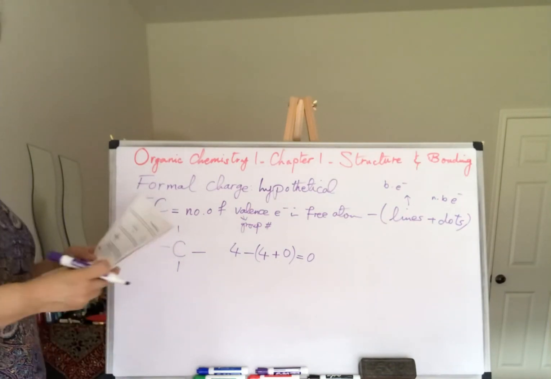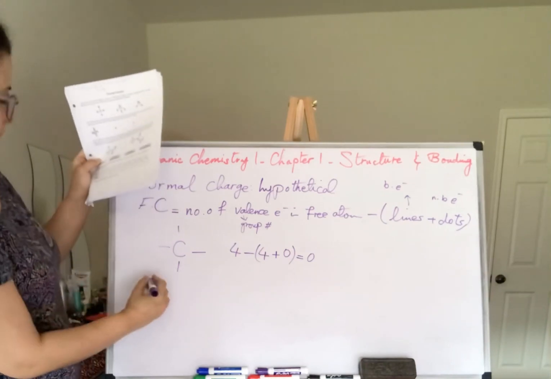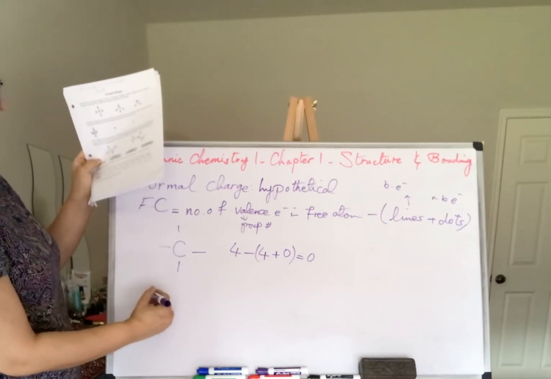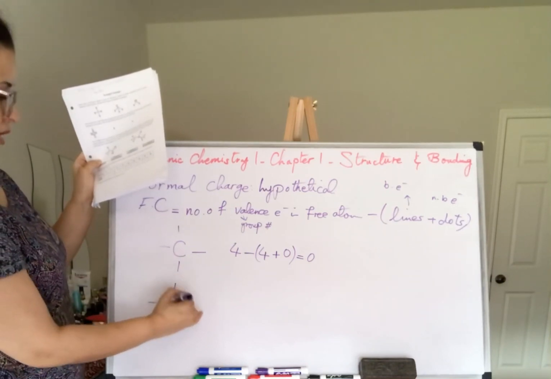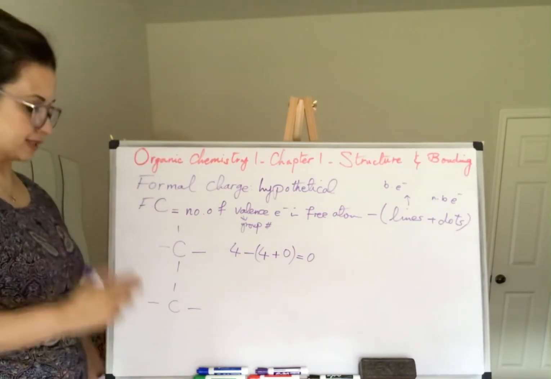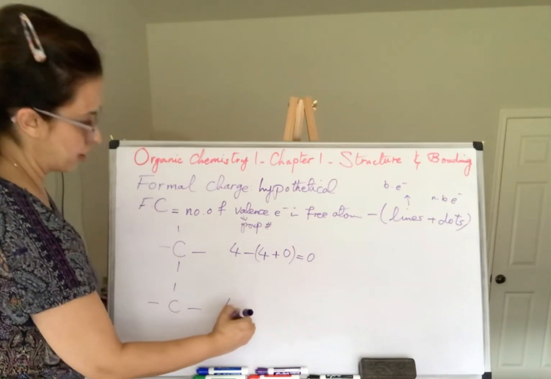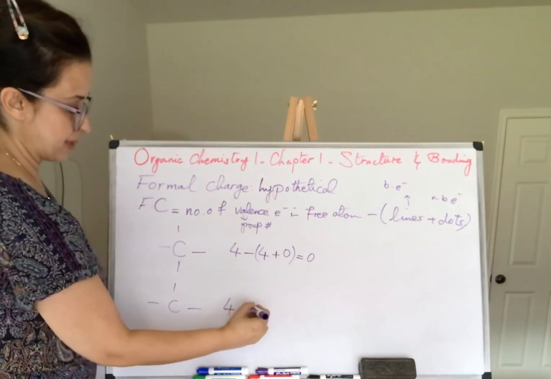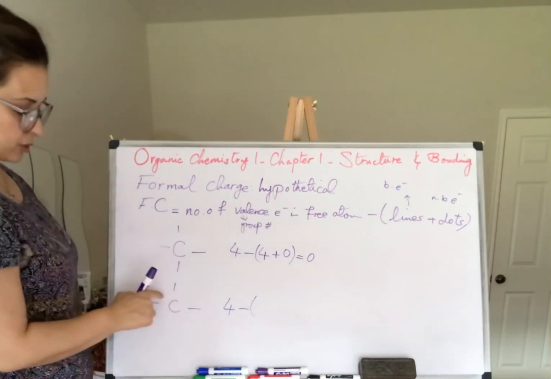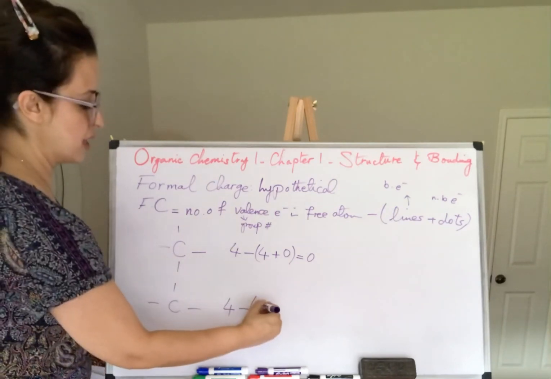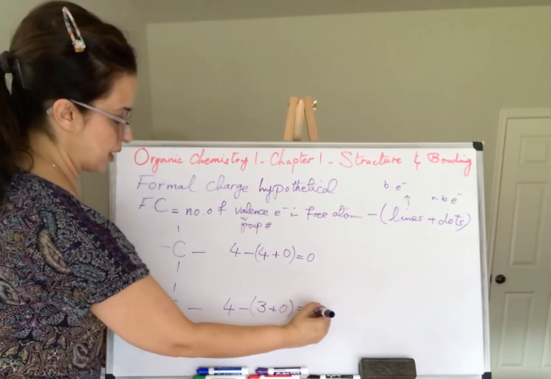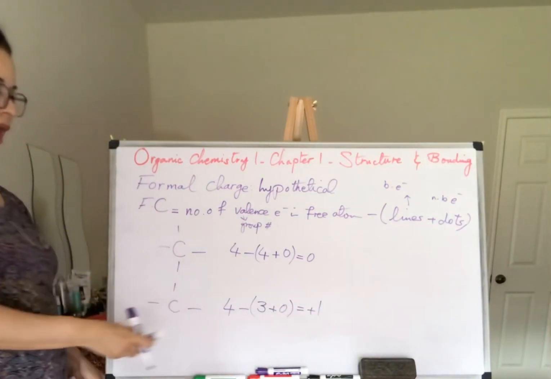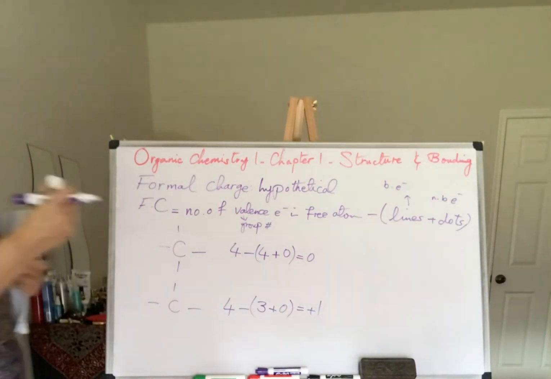Let's go to the second one. I do it for carbon. I'm sure you can continue with nitrogen and oxygen. For carbon with only 3 single bonds, the number of valence electrons in a free atom is the same, 4. How many lines do you see? Instead of 4, now we have 3. And how many dots? 0. So such a carbon will have a formal charge of +1.